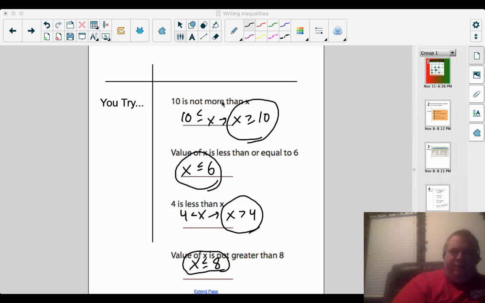Okay, so here's how it might come to you in some real life situations. And these are the inequalities that you would use to represent those statements.